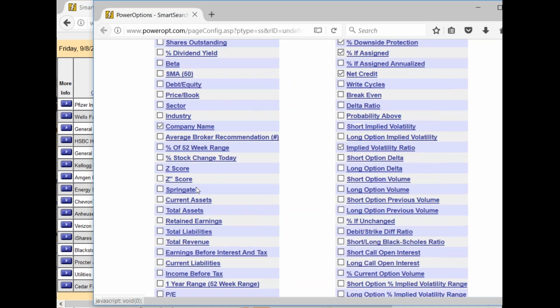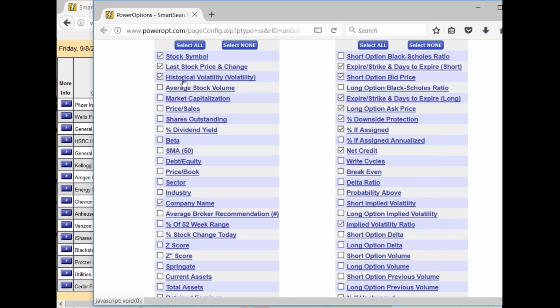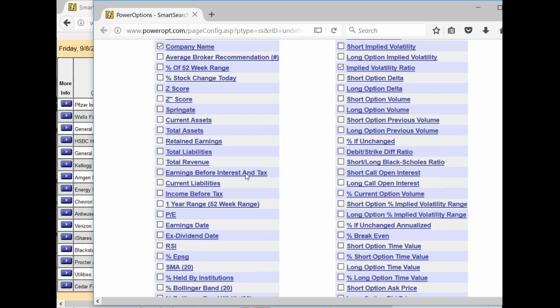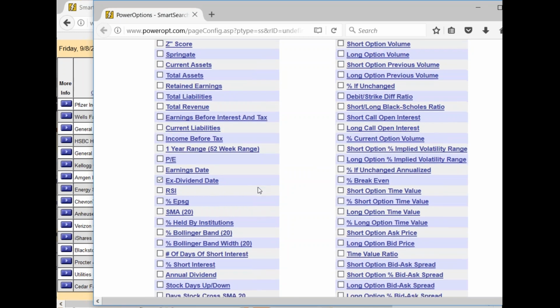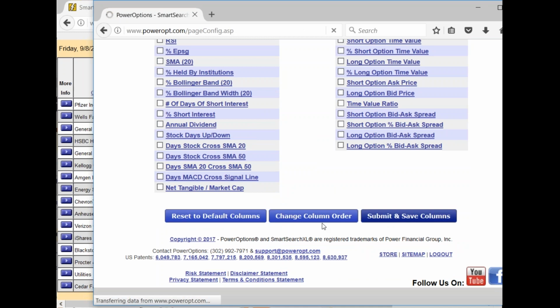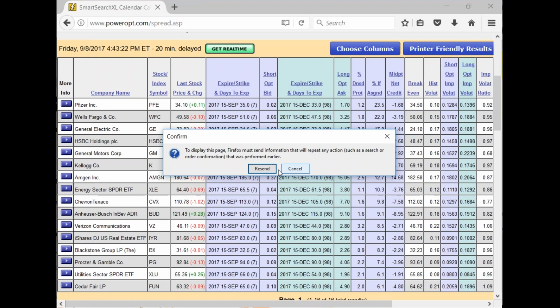Okay. And for the stock itself, I want the company name. Volatility we don't need. Stock symbol, last, strike. And what we need to know now, well, you can put in the dividend yield, but what you really need to know is the ex-dividend date. I want to add that to my column specifically for your strategy. Okay, let's go ahead and submit and save that. Close the window.